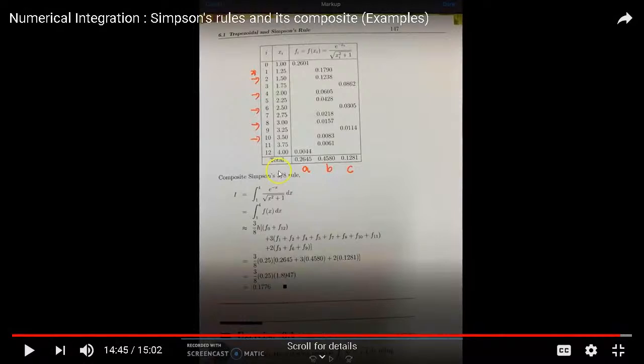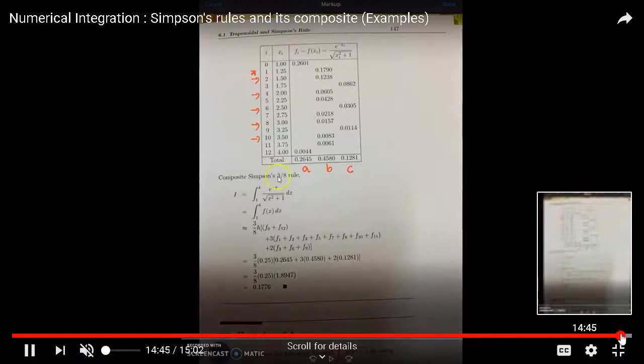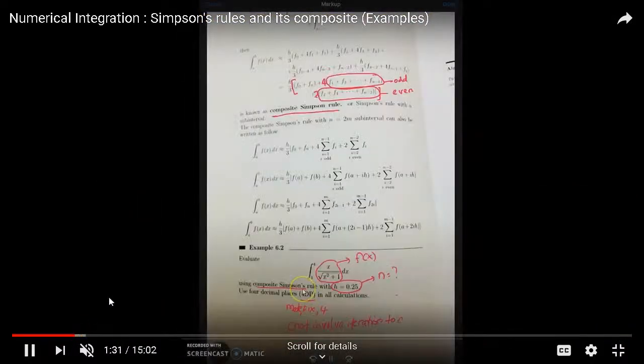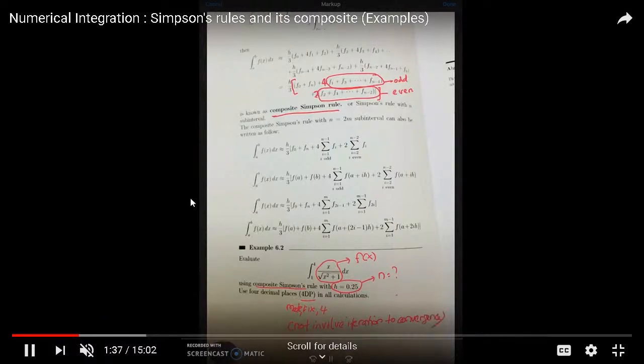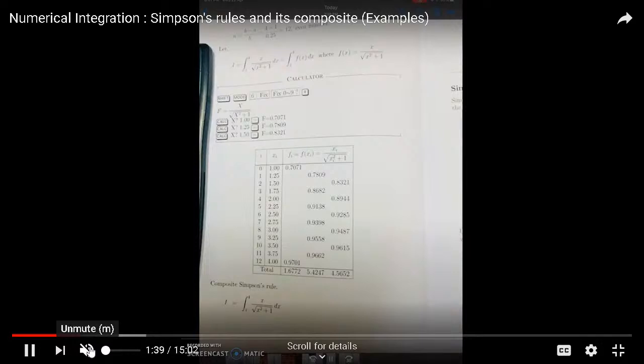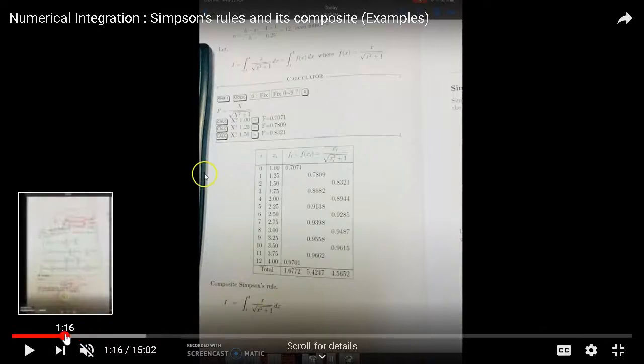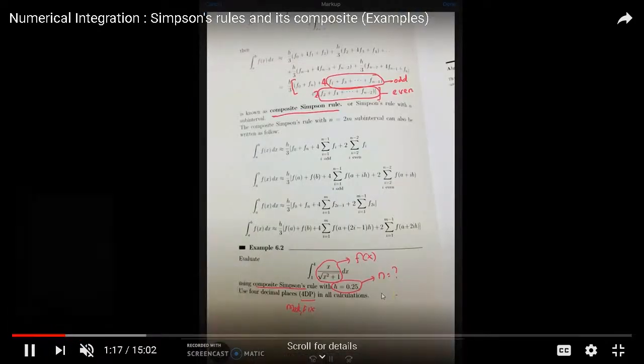This is what I want to explain. I sent the video to your group already. We want to explain the example of Simpson's rule. We know the formula of Simpson's rule. Let's go to page 152, and then we go to one of the examples.